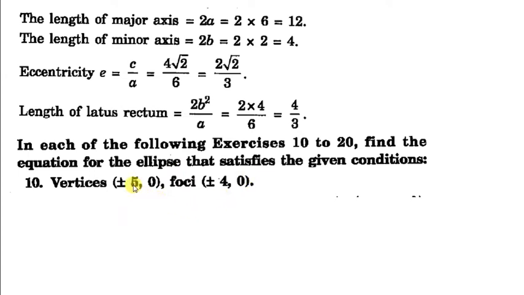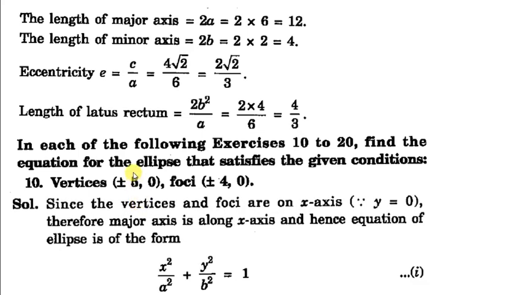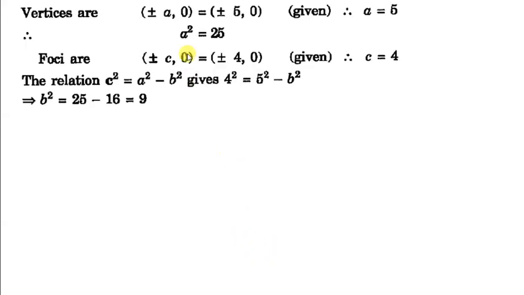So comparing the vertices with plus minus a comma 0, we get a equal to 5. And comparing the focus with plus minus c, 0, we get c equal to 4. And when the x-axis is the major axis, the standard form of the ellipse is x square by a square plus y square by b square equal to 1. So a we have found as 5 and c we have found as 4. With the help of this, we can find b square using this relationship c square equal to a square minus b square. So from here we get b square equal to 9.